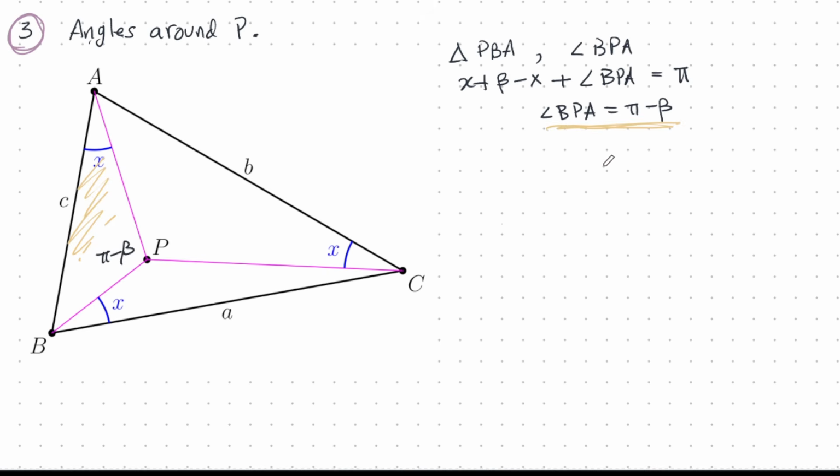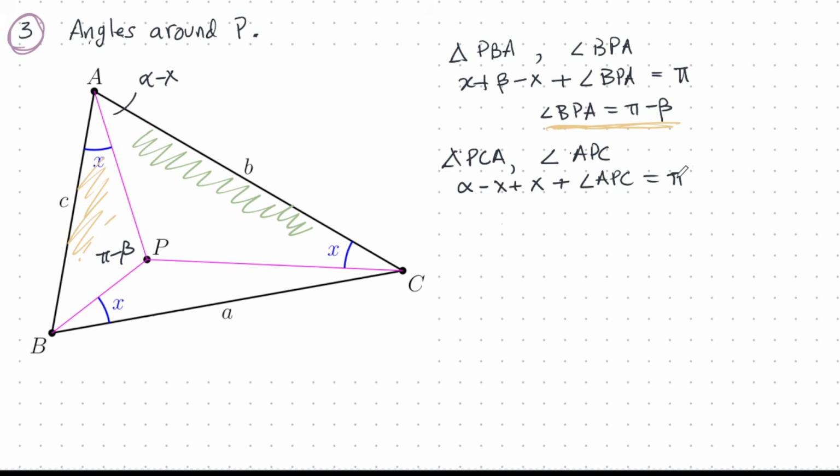Oh, that's very nice. Okay, so let me erase this, and I have pi minus beta here. Very nice. So I can color this in yellow. Next, let's do a green one. Triangle PCA and angle APC, that's this angle here. I apply the same idea. This here is alpha minus x. Now I add up all my angles. They add up to pi. The x's cancel out, luckily, and I'm left with APC is pi minus alpha. I can color that in green. Let me write that here, pi minus alpha.